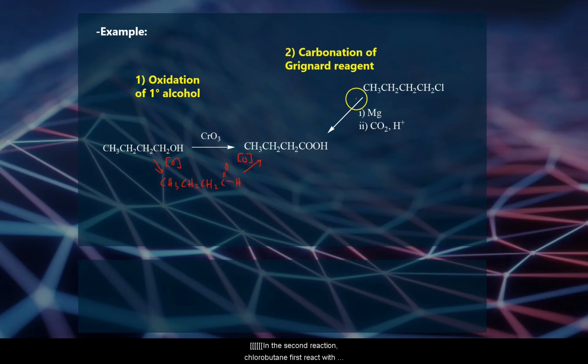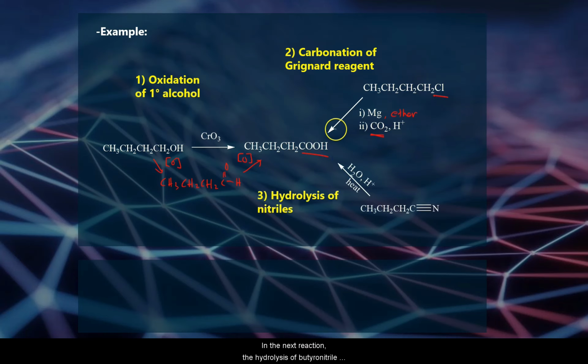In the second reaction, chlorobutane first reacts with magnesium in ether medium to form Grignard reagent. Then, the Grignard reagent reacts with carbon dioxide in acidic medium to form butanoic acid. In the next reaction, the hydrolysis of butyronitrile in acid medium will lead to the formation of butanamide first. Then, further hydrolysis will synthesize butanoic acid from butanamide.